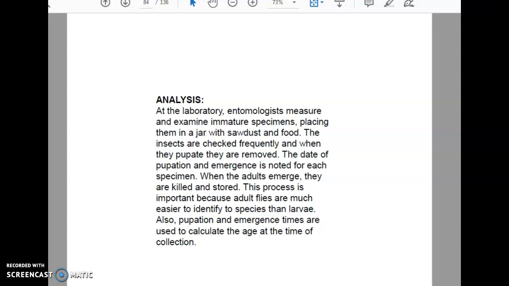So at the laboratory, the entomologists get in there and they measure and examine immature specimens, placing them in a jar with sawdust and food. The insects are checked frequently, and when they pupate, they are removed.